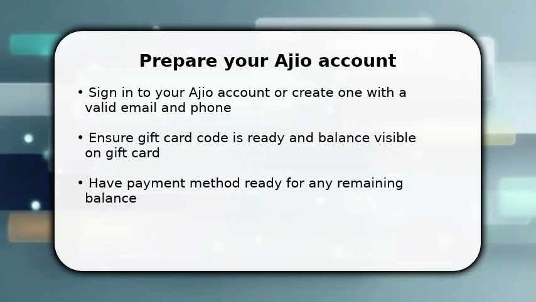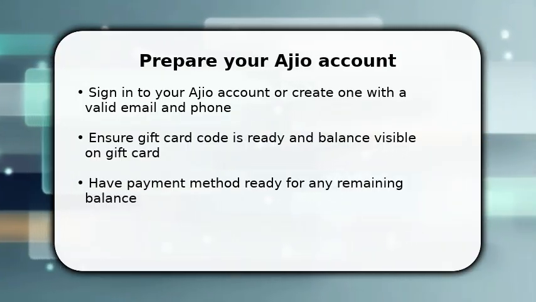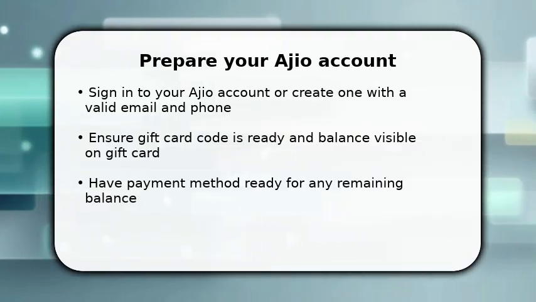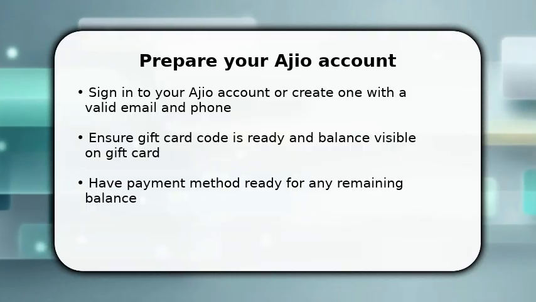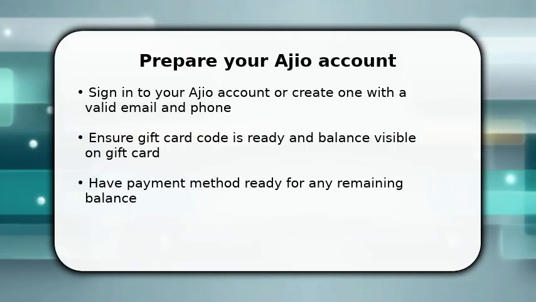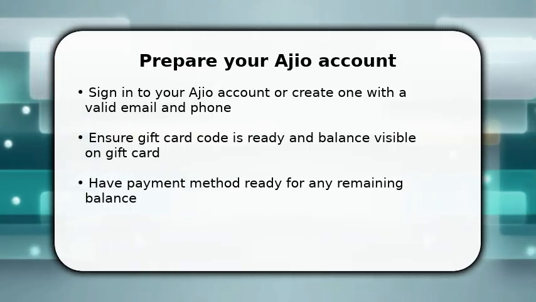You begin by signing into Ajio and confirming your account details. This reduces checkout friction. Once done, open the gift card and copy the code exactly because Ajio validates characters. Make sure you know the gift card balance so you can plan purchases versus any extra you may need to pay. Finally, link a backup payment method now. That way, if the gift card doesn't fully cover the order, you can complete the purchase without delays.